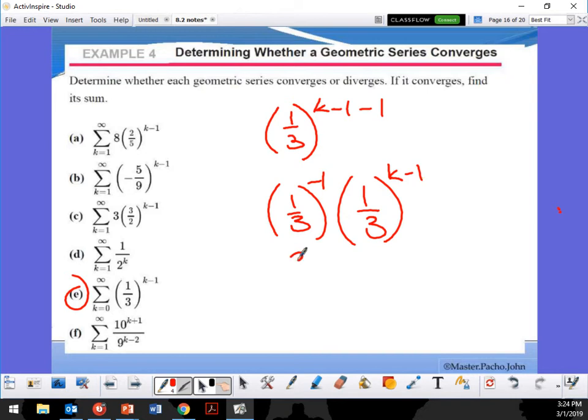So I'm going to have 3 over 1 minus 1/3, which my common denominator is now 3. Common denominator is 3.